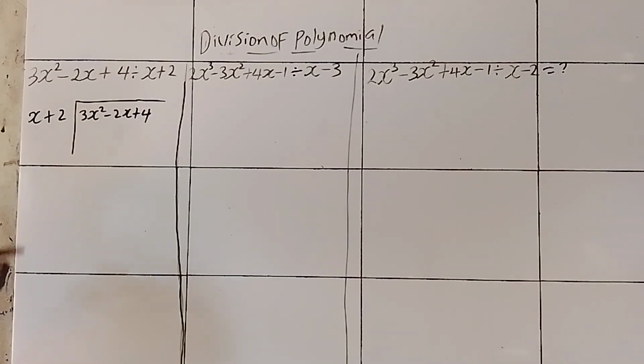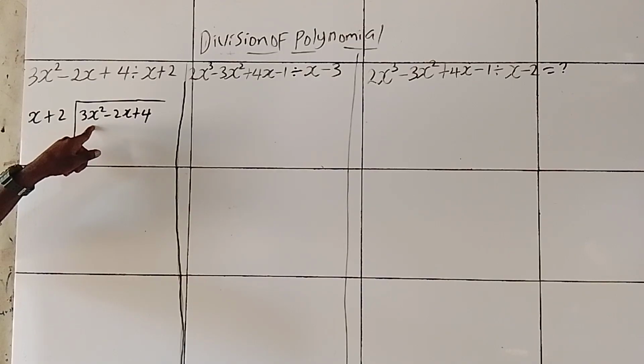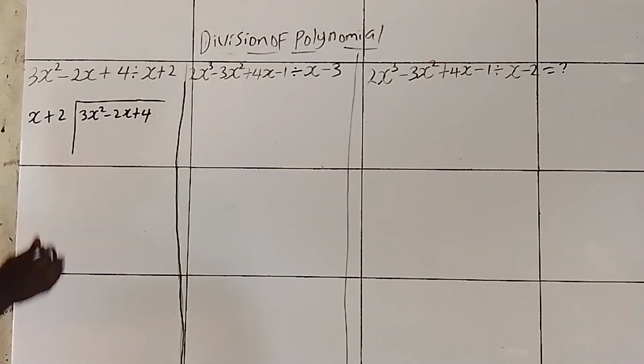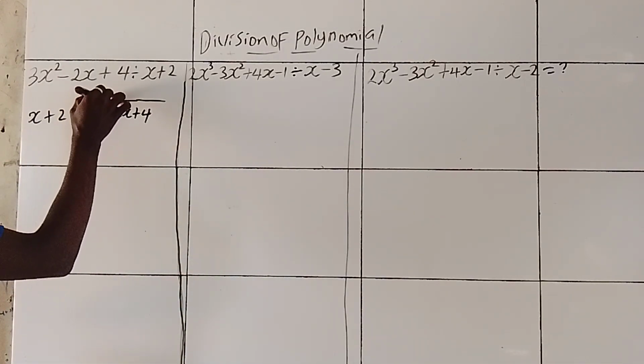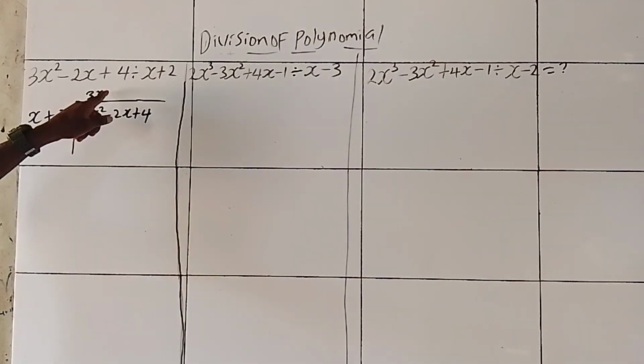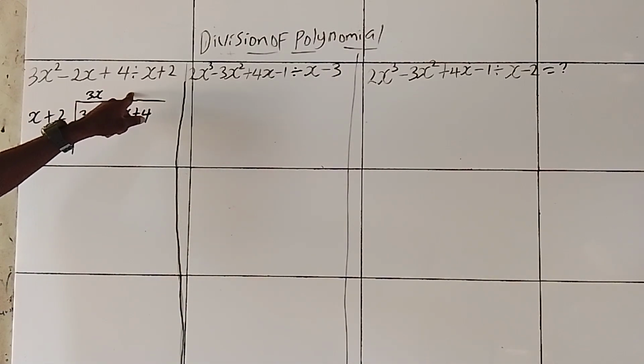Now what we need to do is make use of the first term of the divisor to check how many times it is going to go into the first term of the dividend. So x in 3x squared is how many? 3x squared divided by x. So we are left with what? 3x, right? Yes, very good. So now, this is our quotient. We call these numbers the quotient.